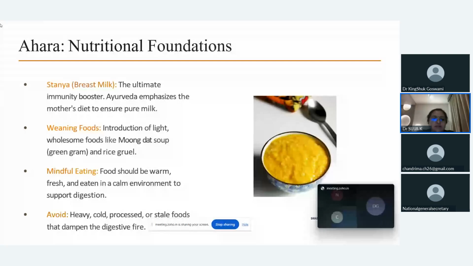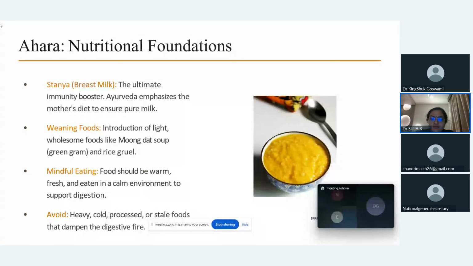Weaning foods. Weaning foods means that after 6 months of age, the child requires additional calories other than what the child gets from the breast milk. So here we should introduce light and digestible forms of food such as moong dal, green gram, rice gruel. You might have heard about ragi, which is made into porridge form. Even our multigrain banana powder, which is dried and powdered banana, is used in porridge form. These can be given as weaning foods.